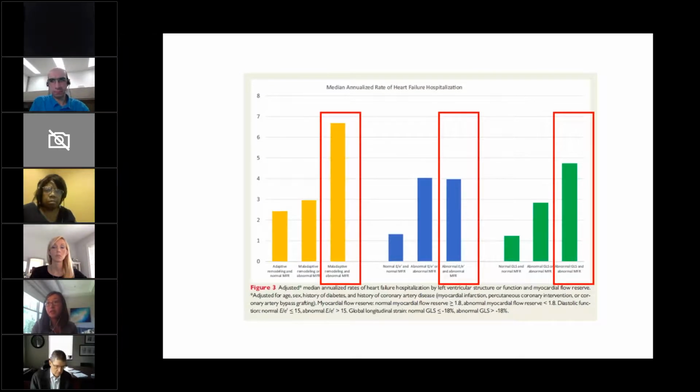We then wanted to understand the role of coronary microvascular dysfunction in the pathway of LV remodeling and heart failure admission outcomes. So in those patients that have an abnormal MFR defined as less than 1.8, when they had concurrent maladaptive LV remodeling, highlighted by the first red box, or abnormal E to E prime, highlighted by the second box, and abnormal GLS, these patients had significantly higher annualized rate of heart failure hospitalization.